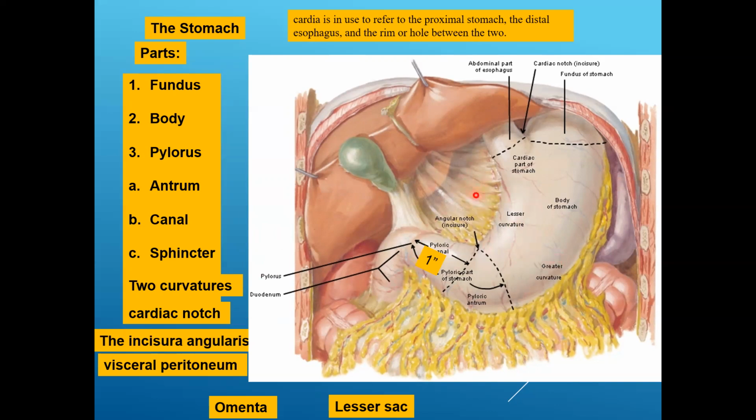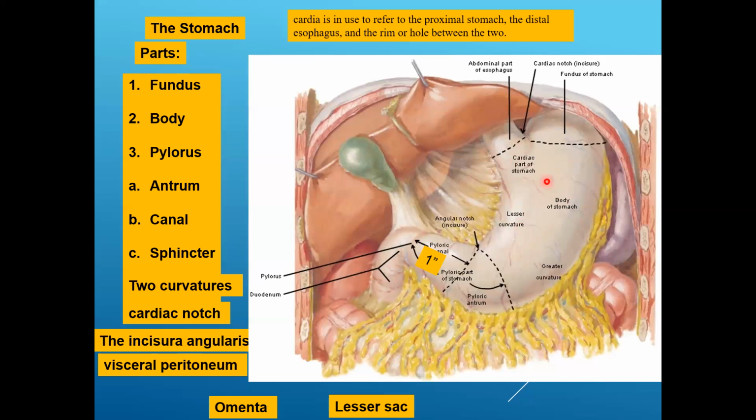Now, this is the lesser omentum. This is the greater omentum. Now, this part of the lesser omentum is called the hepato. Hepato refers to the liver. This is the duodenum, hepatoduodenal ligament. And it's a very important ligament because it contains 3 important structures. It contains the hepatic artery, the artery that goes to the liver, the portal vein that goes to the liver, and the bile duct that's going to bring bile from the gallbladder into the intestine.